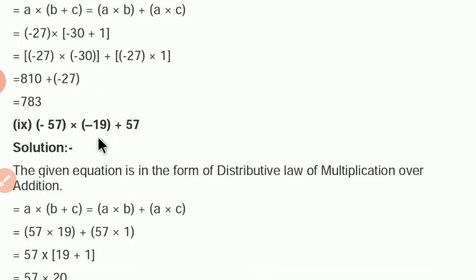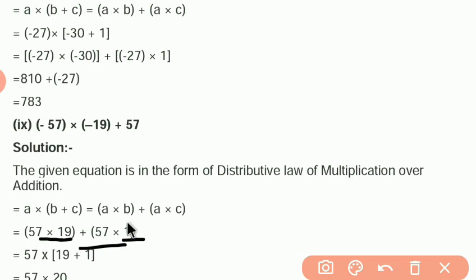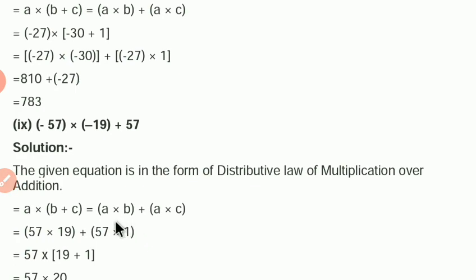The last question. Minus 57 into minus 19 plus 57. Here you can see that it is given in form of A into B plus A into C. But there is no value of C given. So how to find out? The given equation is in the form of distributive law of multiplication over addition. So A into B plus C is equal to A into B plus A into C. So minus 57 into minus 19 plus 57. You know that if you multiply any number with 1, we'll get the same number. So 57, we can write it as 57 into 1 to make our question according to our properties.